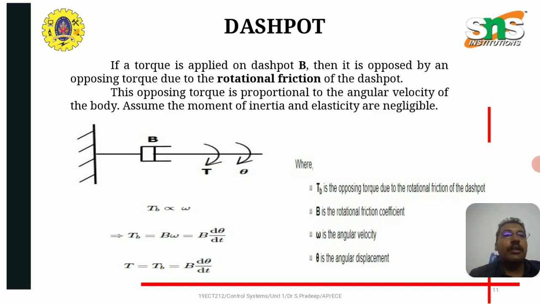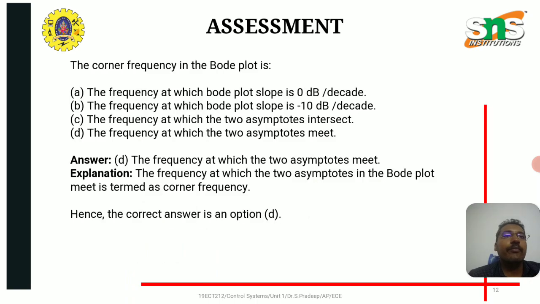In this dashpot, T equal to Tb equal to b d theta by dt, where Tb is the opposing torque due to the rotational friction of the dashpot, b is the rotational friction coefficient, omega is the angular velocity and theta is the angular displacement.